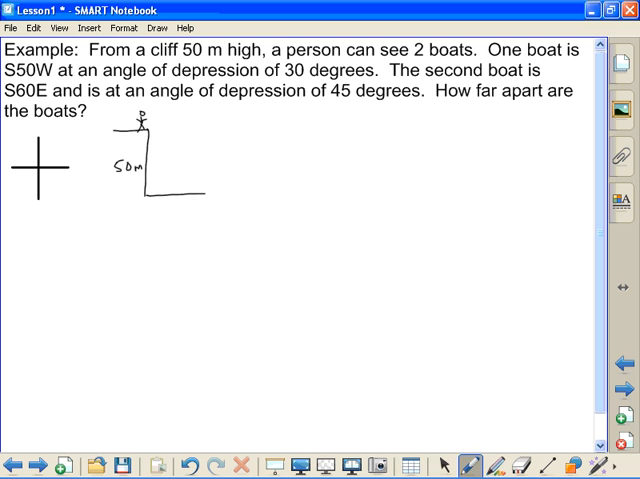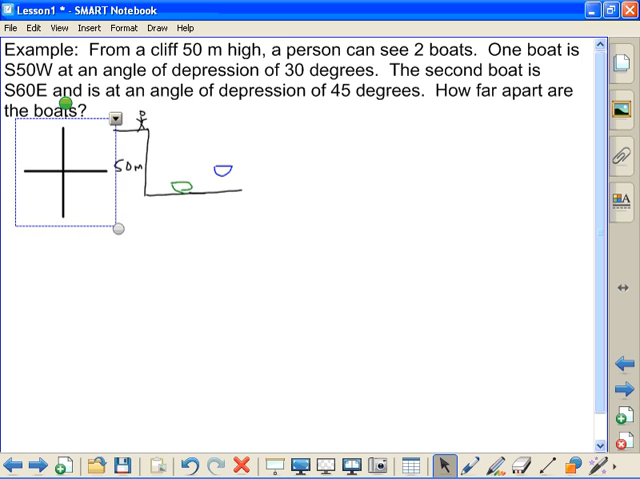Person can see two boats, so I'll do a boat in green, and I'm going to move my other boat kind of off to the side here. So the two boats are out in the water, and one person can see it south 50 degrees west. So what I've done is given myself a bit of an axis on this side here, make it a little bit bigger, and I am standing right here. So the first boat is south.